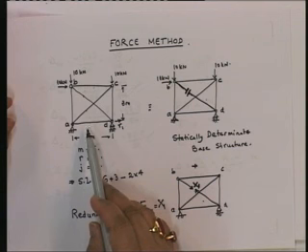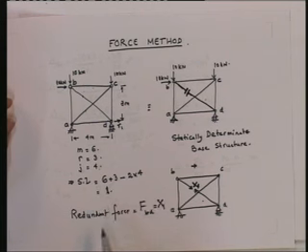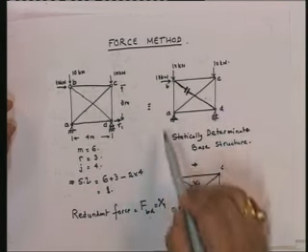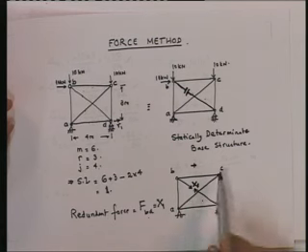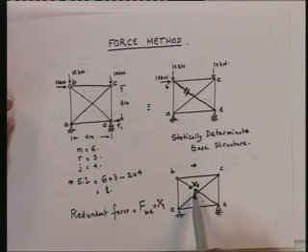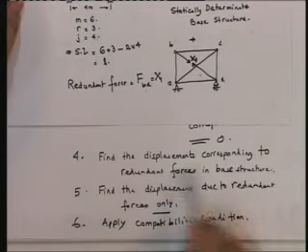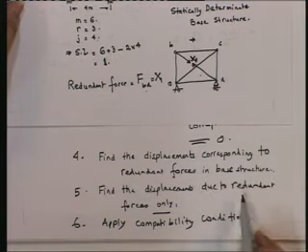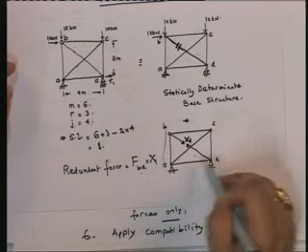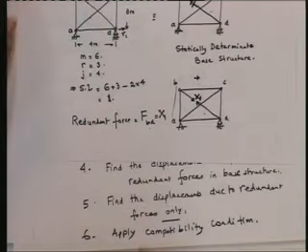If you remember, let me just quickly review the previous lecture. This was our base structure. We identified the static indeterminacy, and we identified the redundant force as the force in member BD, which we called X1. So this was the base structure where we had the loads, and the force in BD was equal to zero. Then we added the structure where the force due to X1 was given, and we found the forces. Essentially, we found the displacements corresponding to the redundant forces in the base structure, and the displacements due to the redundant forces only.